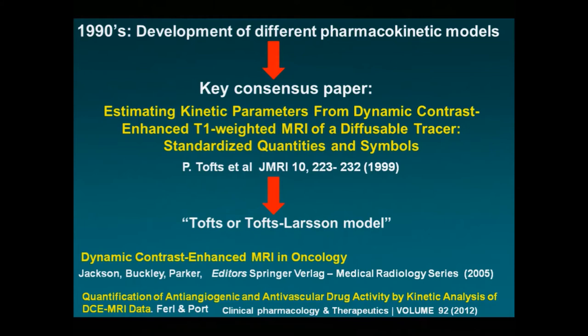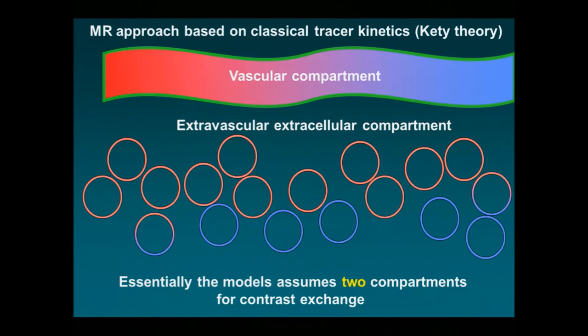You can find more about this in the book by Jackson, Buckley, and Parker, for instance, and a nice introduction or overview of this field is given by Furl and Port in this review paper, which focuses more on the quantification of angiogenic treatments, where this approach is becoming very important now. I will give an introduction to this Tofts-Larsen model, which is based on the classical tracer kinetics developed by Keating and Schmidt already in the 50s.